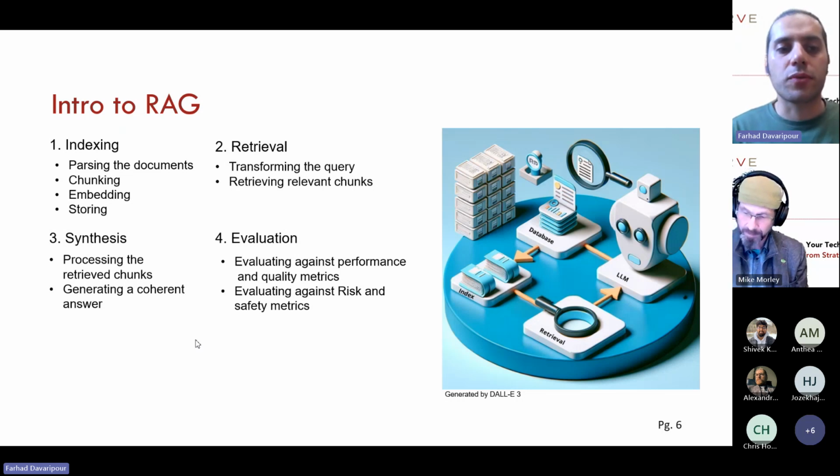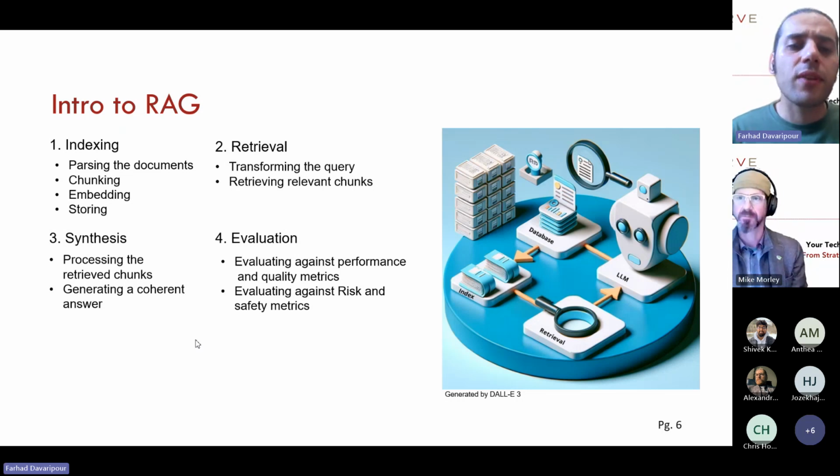And then we have the retrieval. Retrieval is where, based on the query that's been submitted, we transform the query into a vector. And for instance, if the RAG system only uses vector search and doesn't use full-text search or any other techniques, it does the vector search and retrieves relevant chunks of text from the document or documents.